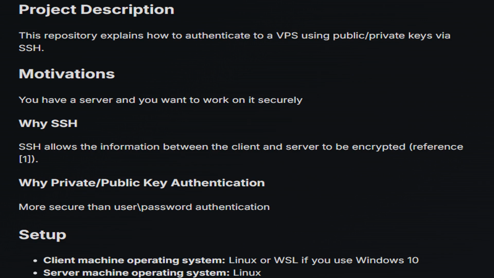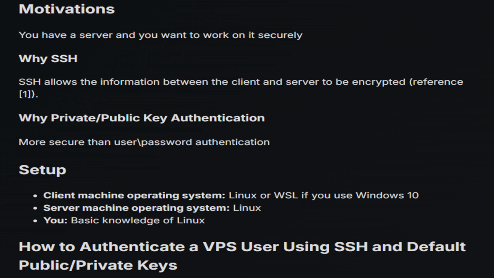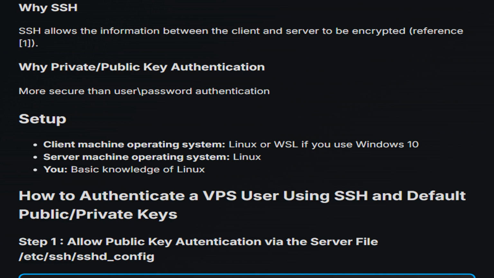This section of the blog post provides a guide on how to use public and private keys for SSH authentication when connecting to a virtual private server, VPS. Motivations: you have a server, and you want to work on it securely. SSH, Secure Shell, provides encryption for data transmitted between a client and server, enhancing security and protecting sensitive information.